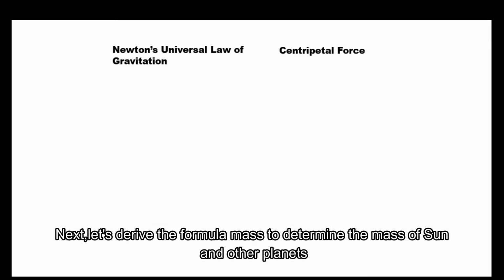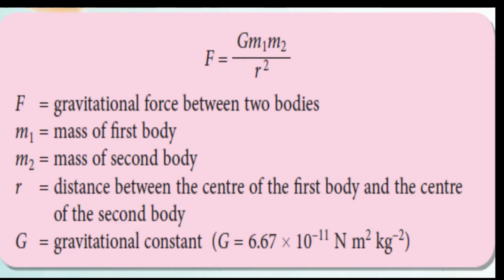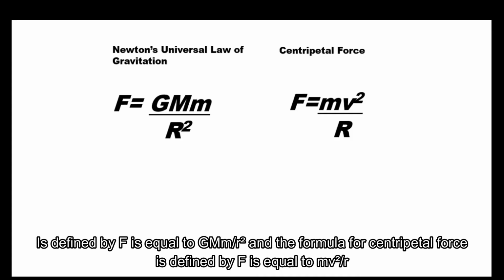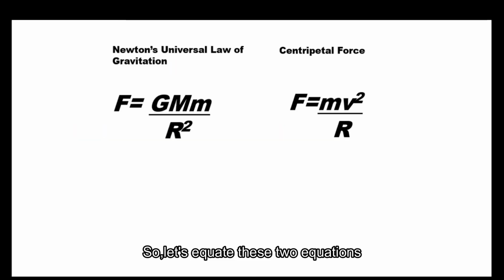Next, let's derive the formula to determine the mass of the Sun and other planets. Firstly, let's equate Newton's universal law of gravitation with the centripetal force. The formula for Newton's universal law of gravitation is F equals G M m over r squared. And the formula for centripetal force is F equals m v squared over r. So, let's equate these two equations.